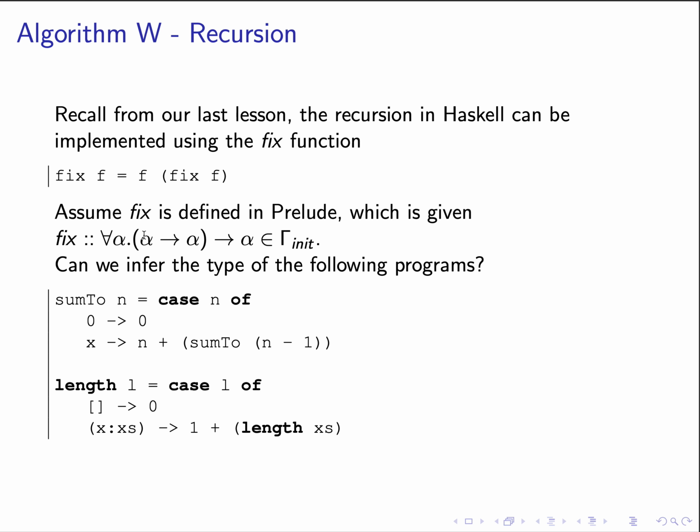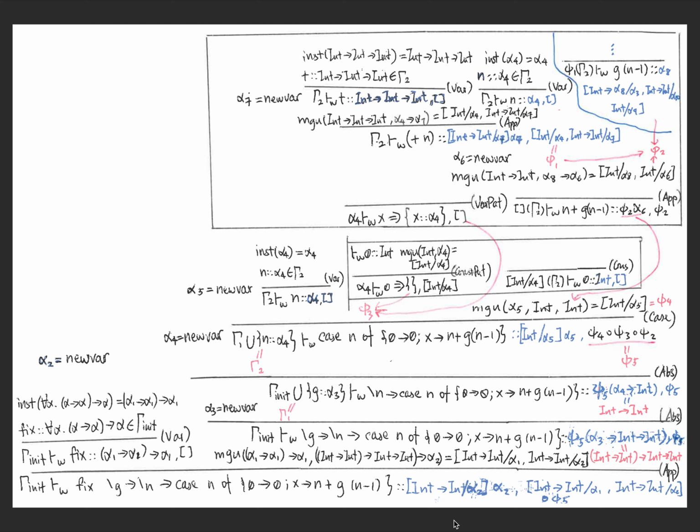And we can use this information and apply what we learned earlier to infer the type of the following programs. Derivation of the example of the sum2 that we had seen in the last slide. We started off at the bottom of this slide. So we were trying to infer the type of the program that is fix applied to this lambda, lambda g goes to lambda n, case n of, in case it's 0, we return 0, in case it's x, we return n plus g applied to n minus 1.